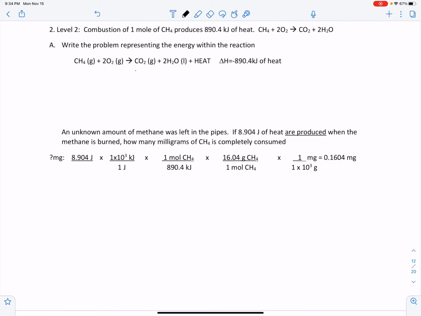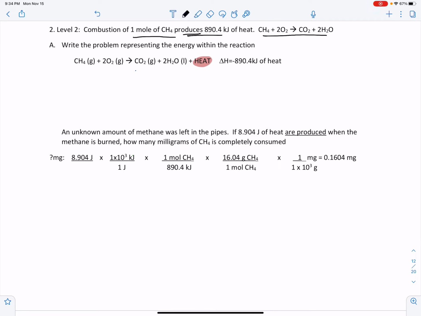All right, so we've got a reaction right here, and it's telling us that 1 mole of CH4 produces 890.4 kilojoules of heat. And here's this reaction right here. And the first one says just use the problem, write it representing the energy in the reaction. So remember, produces product, that means that the heat is over here as a product.